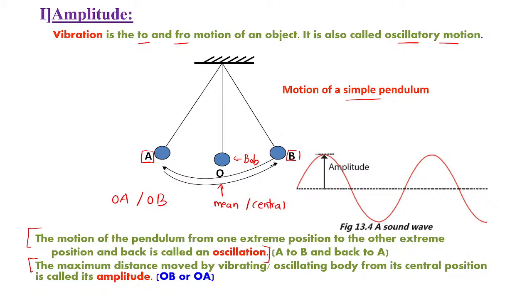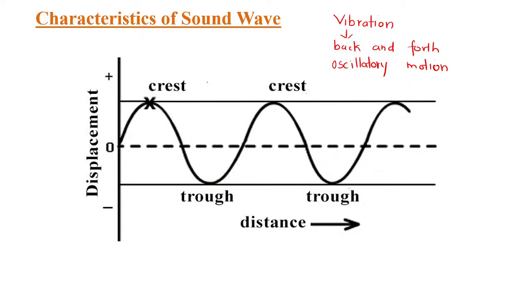Elevation region in the sound wave is termed as crest. What are the elevations called? Crest. The mountain-like structures that you can observe in this wave diagram are all crests. And the depression-like, valley-like regions in the sound wave are termed as trough. So the mountain-like structure is called crest and the valley-like regions are called trough.